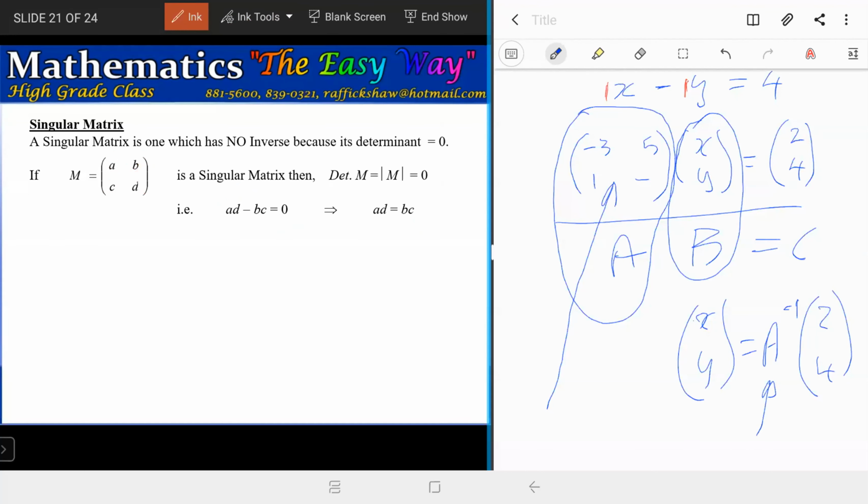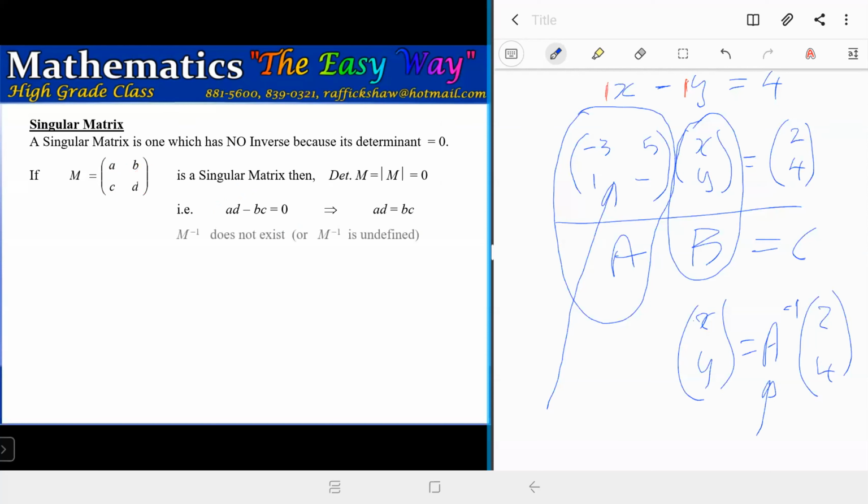All right. Let's look at why that is so though. When the determinant is 0, there's no inverse. Let's look at why that is so here.